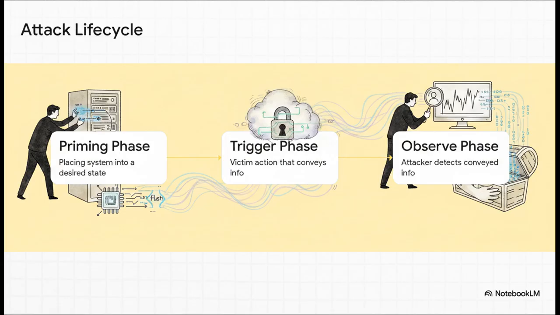Microsoft breaks this whole side-channel attack lifecycle down into 3 pretty clear steps. First step is the priming phase, where the attacker nudges the shared system into a specific state, like flushing the cache lines. Second is the triggering phase, where the unsuspecting victim performs an action, like a normal encryption calculation. And finally, the observing phase. The attacker measures the system state to detect the information conveyed by the victim's action. Step by step, it is a perfectly executed, totally invisible robbery.